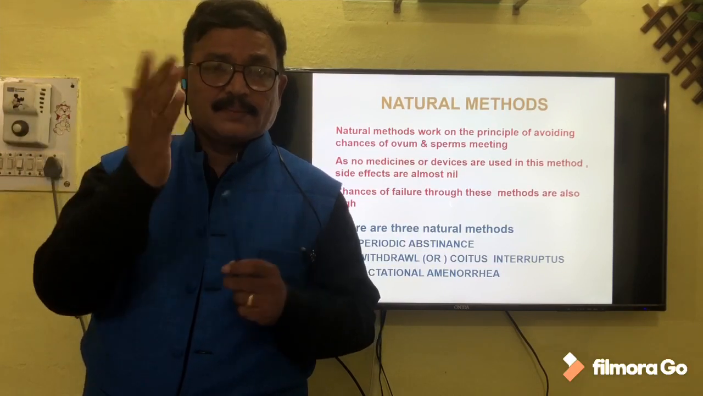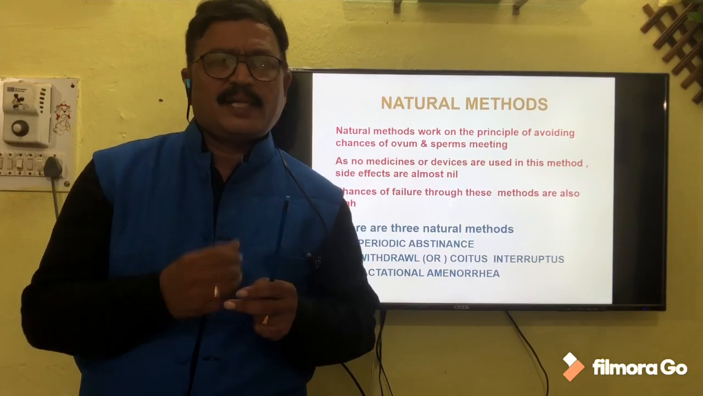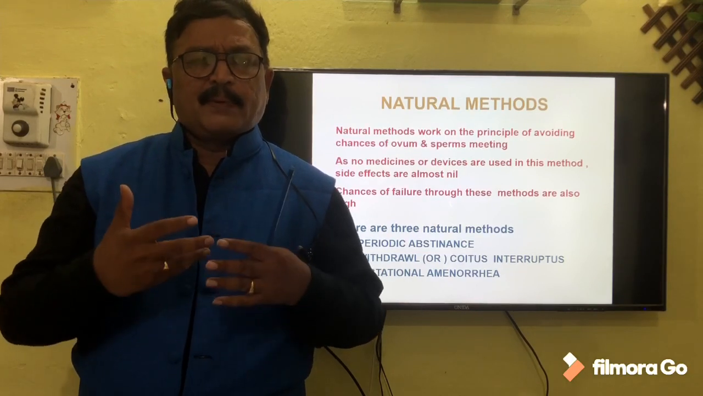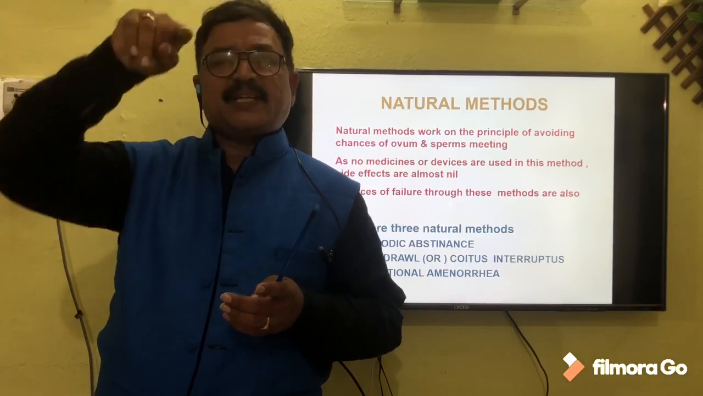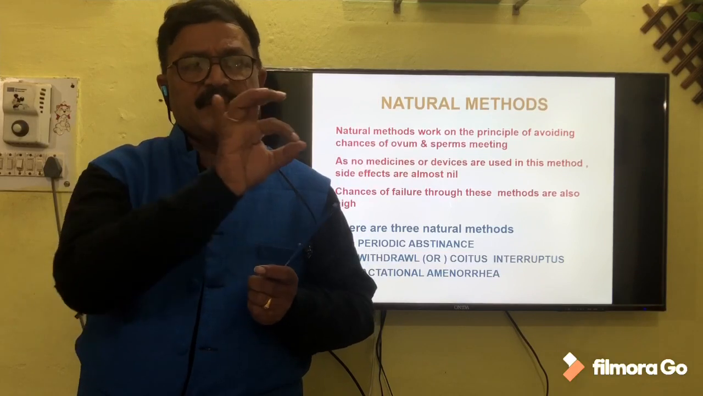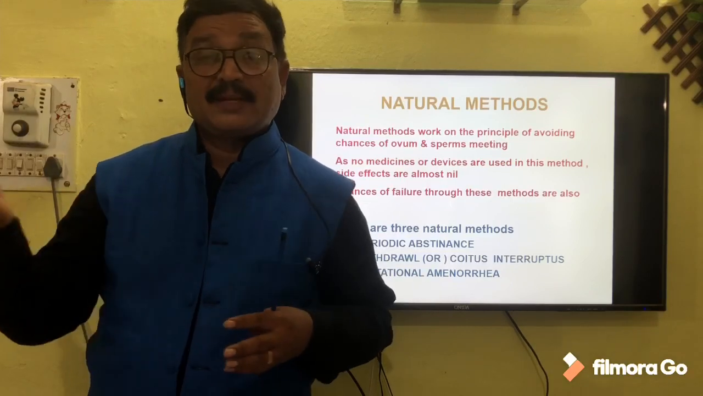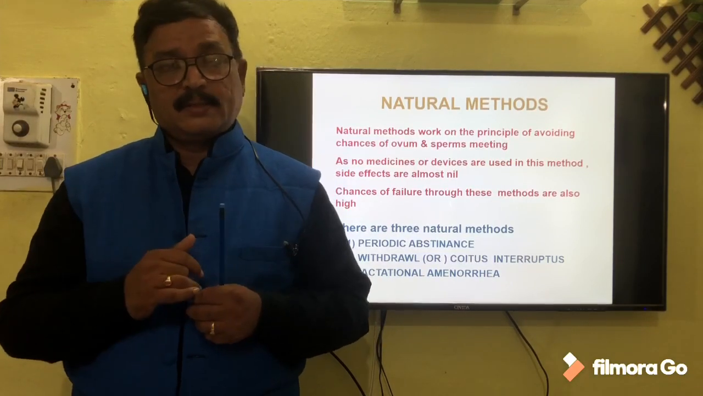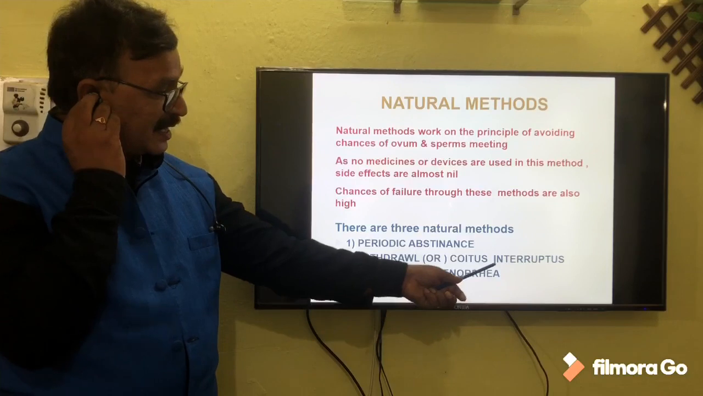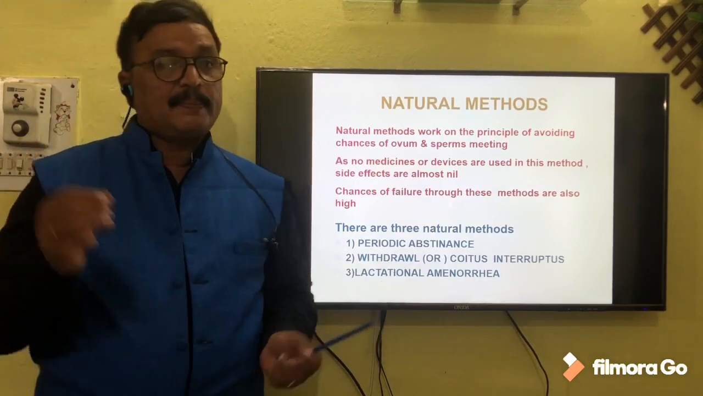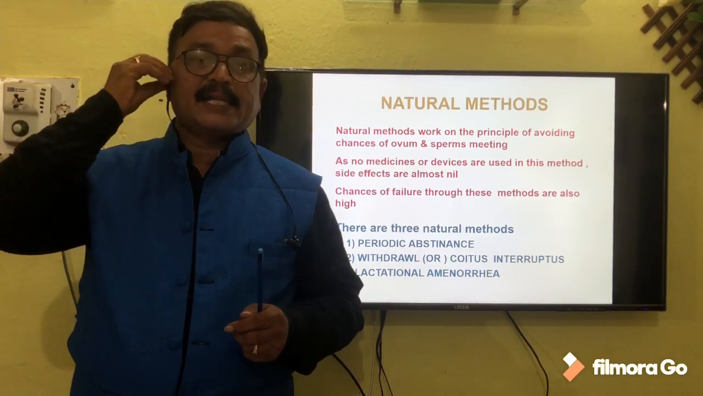So at that time, the orgasm precedes ejaculation. Just a fraction of a second before ejaculation, the male partner gets orgasm, the sexual peak in the sexual pleasure. At that time, he withdraws his penis from the vagina and ejaculates the semen outside the vagina. That means the coitus process, the sexual intercourse process, is interrupted. That's why it is called coitus interruptus. Simply, the penis will be withdrawn at the time of ejaculation.